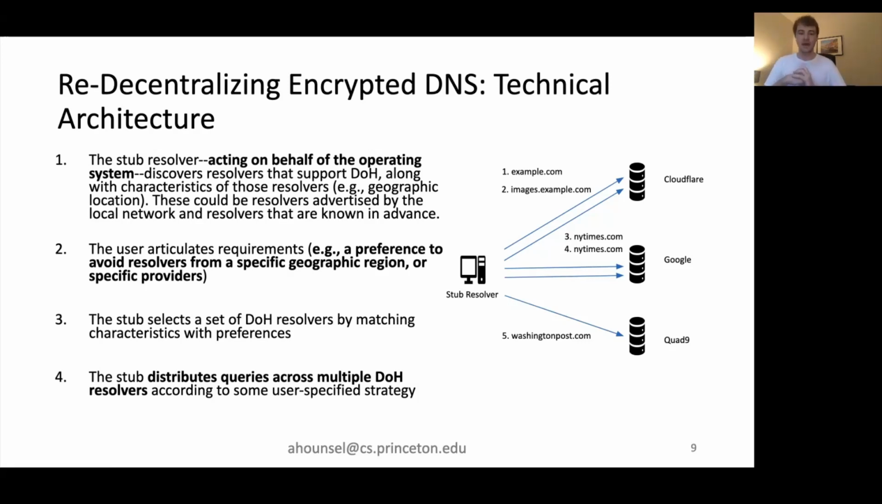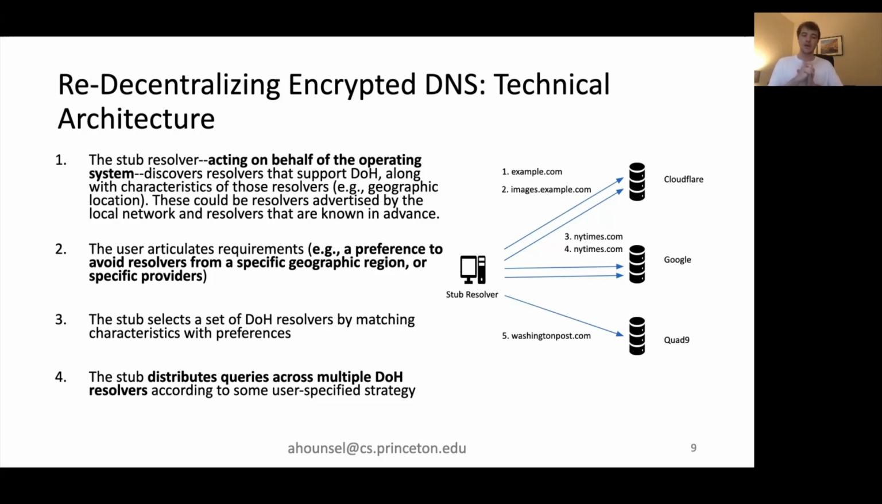So the stub resolver, acting on behalf of the operating system rather than an application on a device or various applications, discovers various resolvers that support DoE, whether they're on the local network, from a predefined list, or other out-of-band means of retrieving a list of resolvers. The user then articulates requirements for which resolvers they would like to use or not use, such as a preference to avoid a specific geographic region, or to avoid specific providers, whether it's ISP or not, major provider or not. The user should be able to specify, if they desire, which resolvers they would and would not like to use.